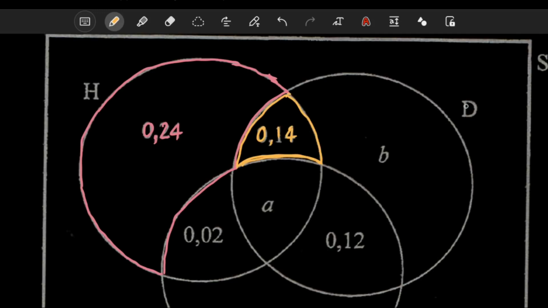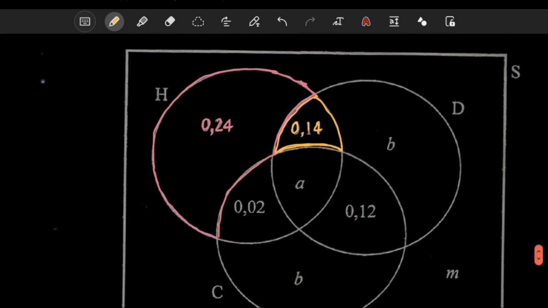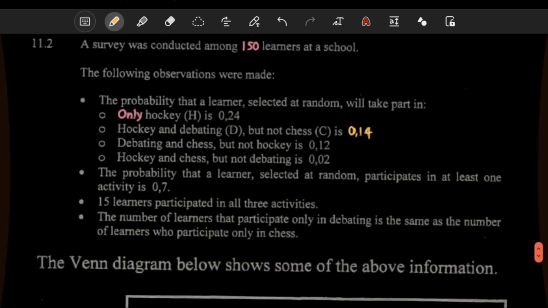because that's where hockey and debate meet, without including this entire circle here, which is because this is everyone that does chess, you see. So we're excluding all of them. We're only considering where debating and hockey meet, which is just this tiny section over there.